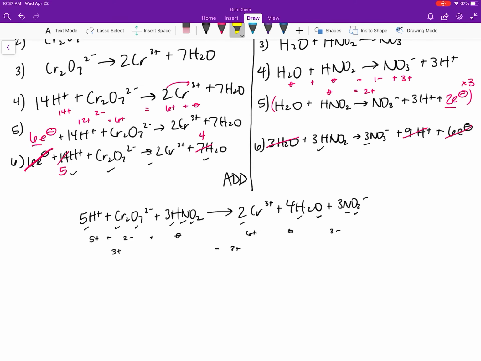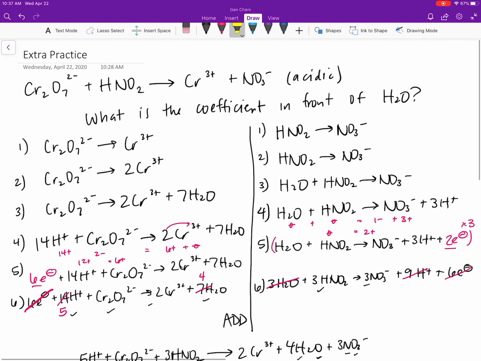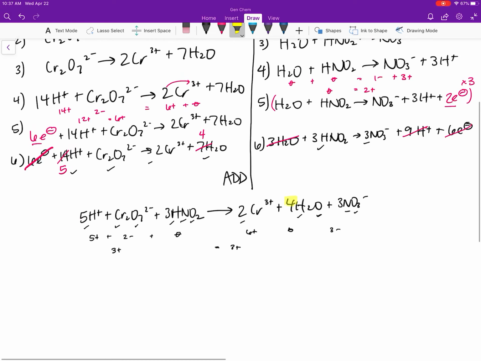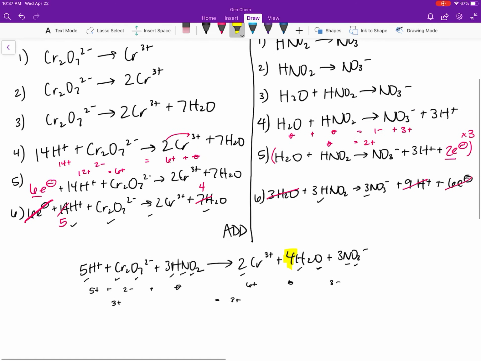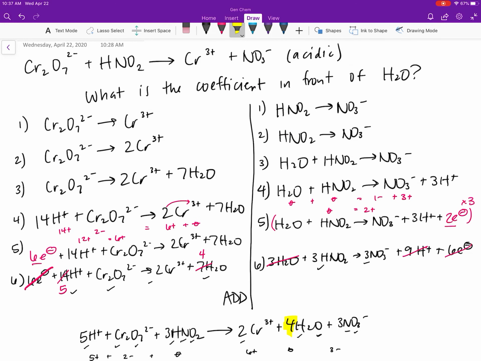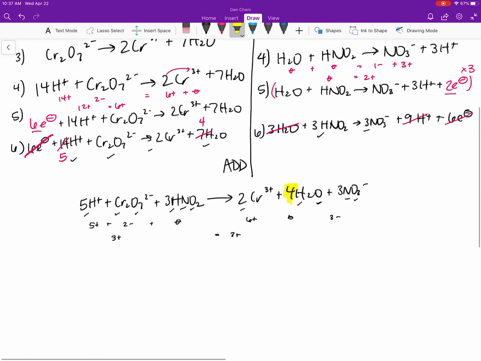So this is my final equation. And the question says, what's the coefficient in front of water? Well, that's 4. Okay, so that should be an acidic example, and this should match kind of like the same wording you heard on the quiz. So come back and we'll do a basic example.